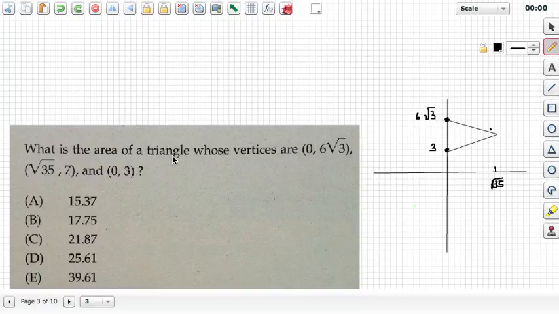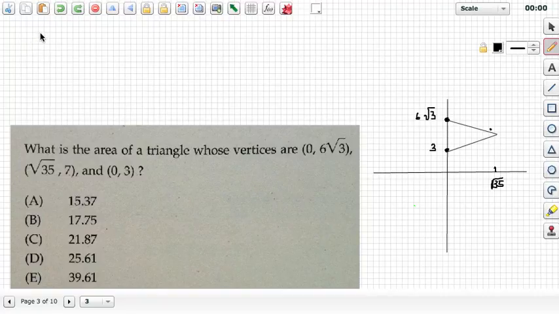The triangle whose vertices are (0, 6√3), (√35, 7), and (0, 3). So I have here the vertices. This is (0, 3), (0, 6√3), and (√35, 7), where 7 is in between 3 and 6√3. Checking in your calculator, 6√3 will give you 10.39. So you know that 7 is in between here. All right, so the question is asking what is the area.